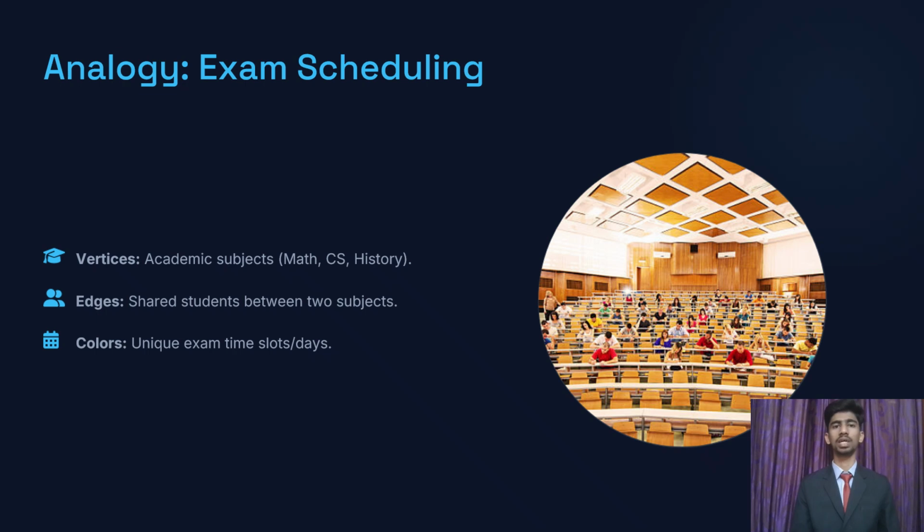We can connect the concept of graph coloring with exam scheduling in a college. Subjects with common students cannot be scheduled on the same day, just like adjacent vertices. Different exam days act as different colors. The aim is to conduct all exams using the minimum number of days, similar to using the minimum number of registers.